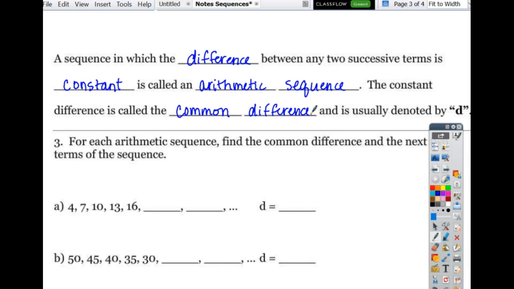So a sequence in which you subtract between two consecutive terms and it's constant is called an arithmetic sequence. It's called a common difference, and we're going to say that that's D. The difference will be D. So if I look at this one, if I subtract 7 minus 4, I get 3. 10 minus 7, I get 3. So the difference is 3. So to get the next two, I would have 19 and 22.